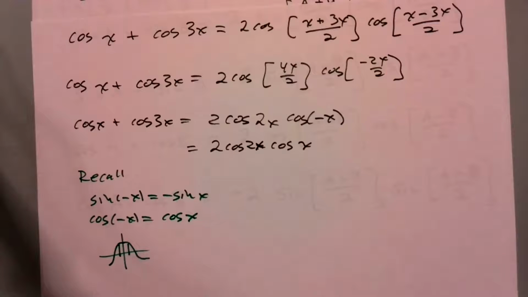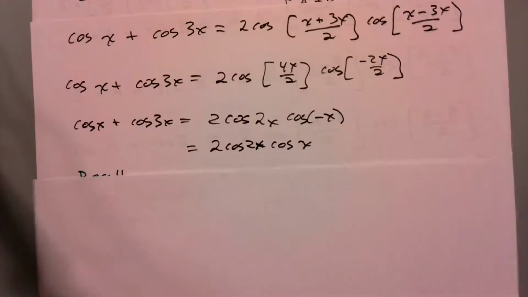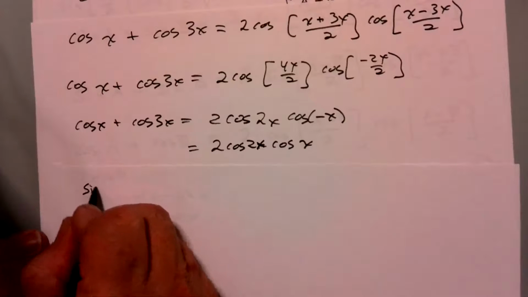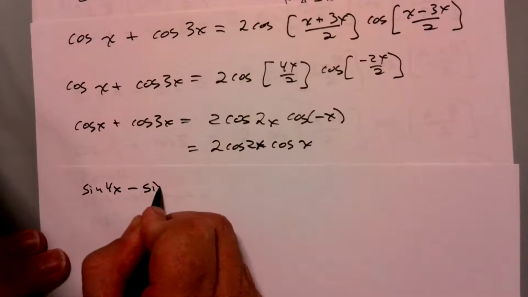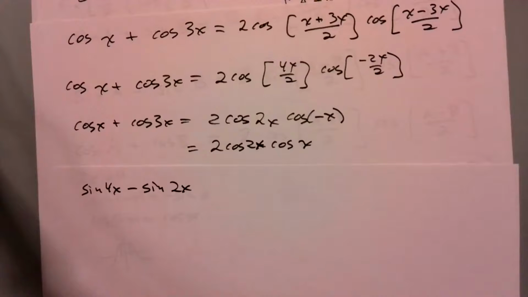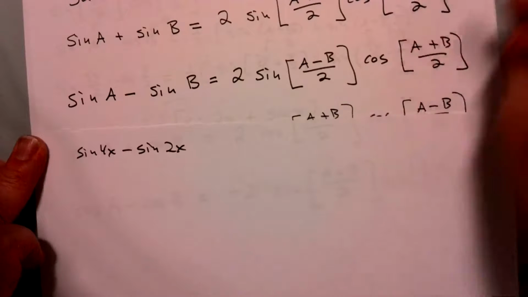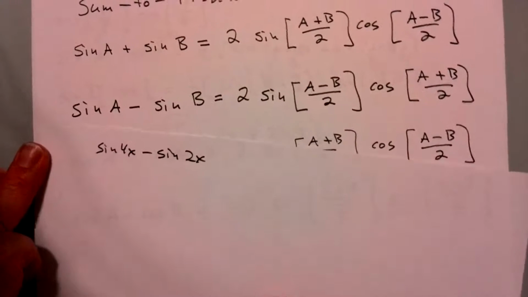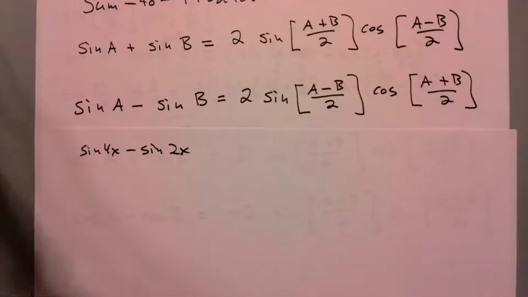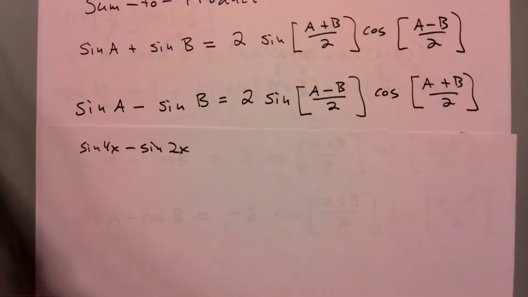All right, there's one more that I want to work on in the world of sum to product. Let's take a look at the following: sine of 4x minus sine of 2x. We need to find the proper identity to work with. And it looks like I found it here: sine of A minus sine of B. You can see in that case, A is 4x and B is 2x.